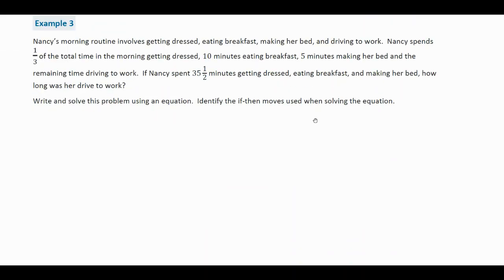Example 3. Nancy's morning routine involves getting dressed, eating breakfast, making her bed, and driving to work. Nancy spends 1/3 of the total time in the morning getting dressed, 10 minutes eating breakfast, and 5 minutes making her bed, and the remaining time driving to work. If Nancy spent 35.5 minutes getting dressed, eating breakfast, and making her bed, how long was her drive to work? Write and solve this problem using an equation. Identify the if-then moves used when solving the equations.